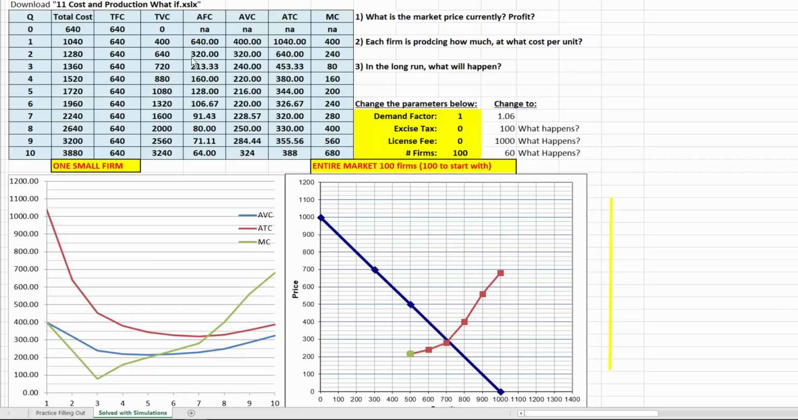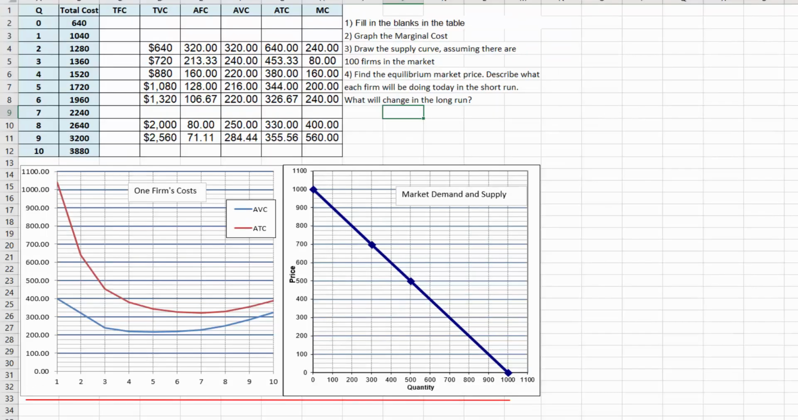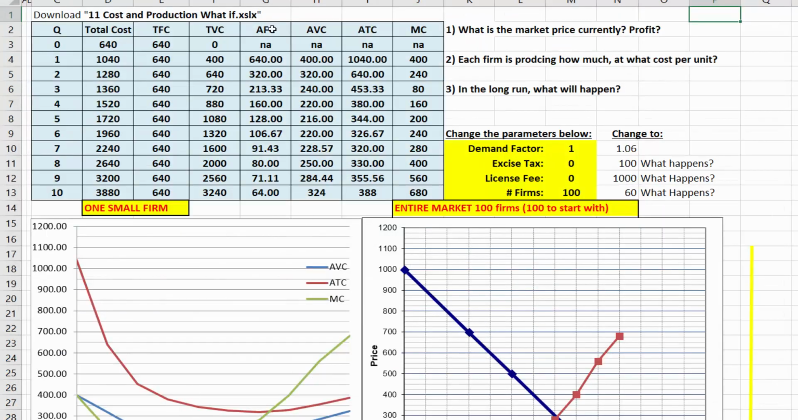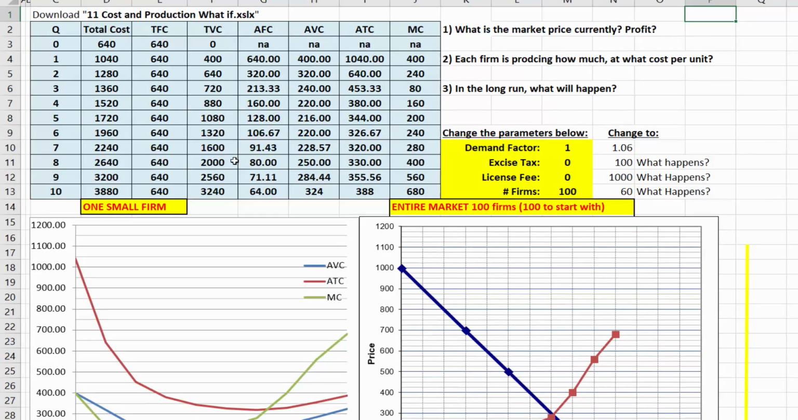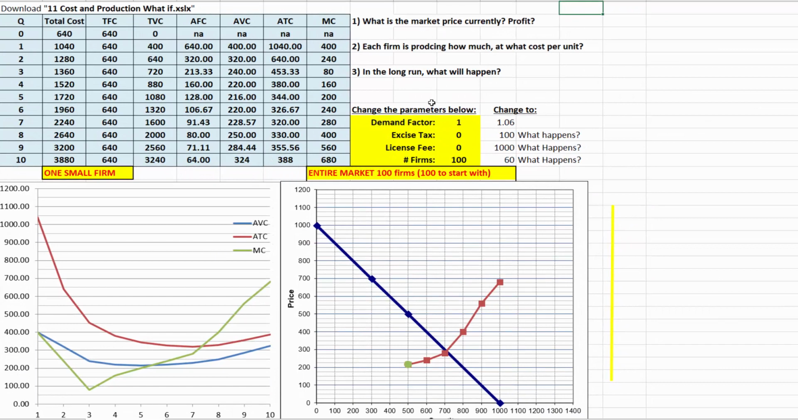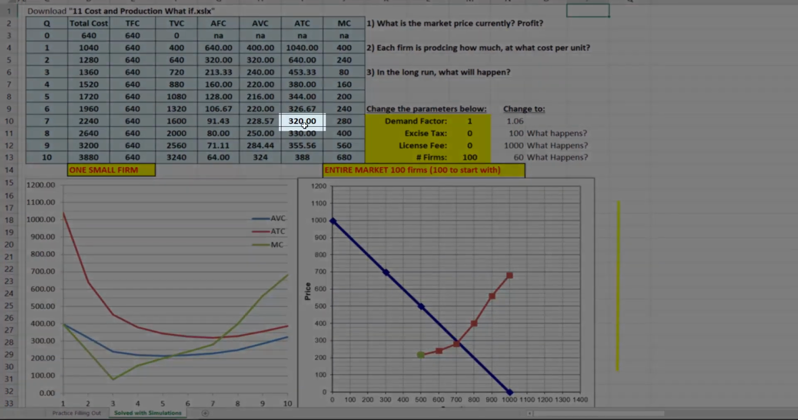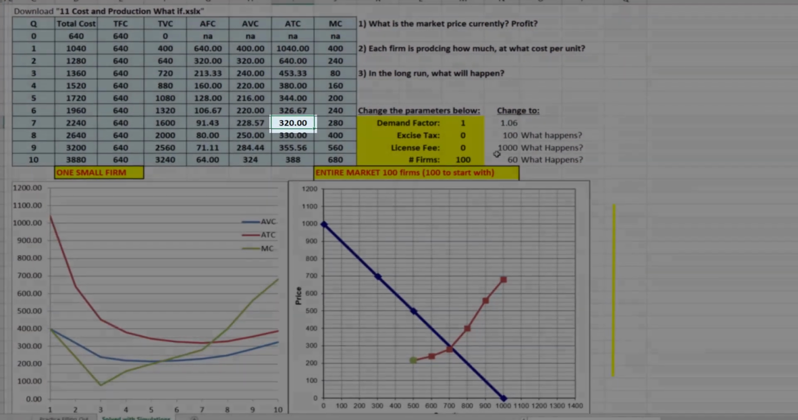Okay, here's our Excel worksheet. So go to the tab that says Solved with Simulations down here. The other tab is the blank one that we were just filling out. And here we see the table all filled out and the questions that we already were talking about. When we filled out that table, the equilibrium price of about $280 is below the break-even price of $320, so firms are going to start to exit the industry.